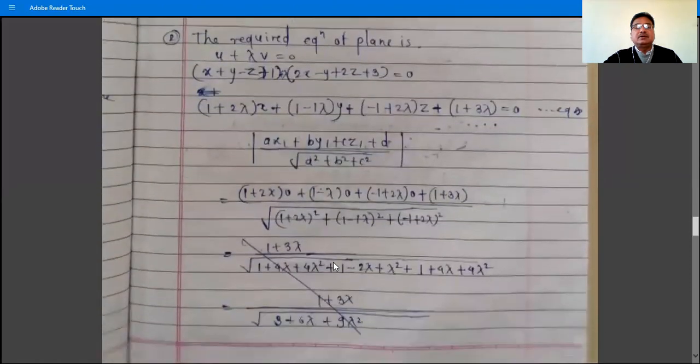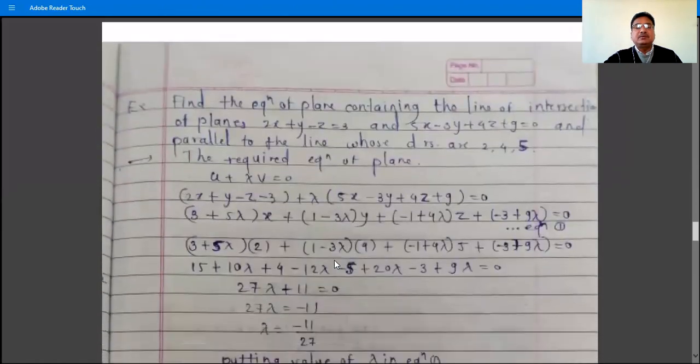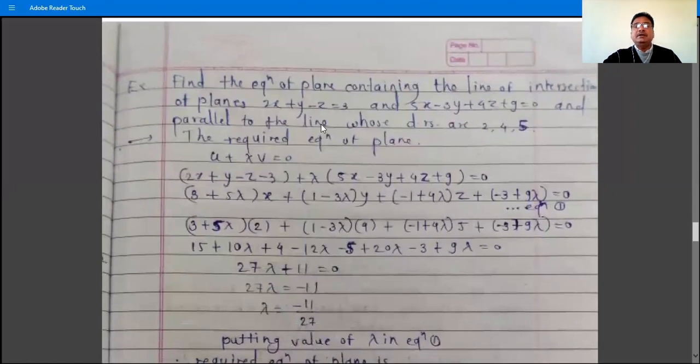Write one more step for that problem, the answer. Same problem: find the equation of the plane containing the line of intersection of these two planes and parallel to the line whose direction ratios are 2, 4, 5. The condition that it is parallel to the line whose direction ratios are 2, 4, 5 is useful to find the value of lambda. First write the equation of the plane containing the line of intersection of these two planes. The formula is U plus lambda V is equal to 0.